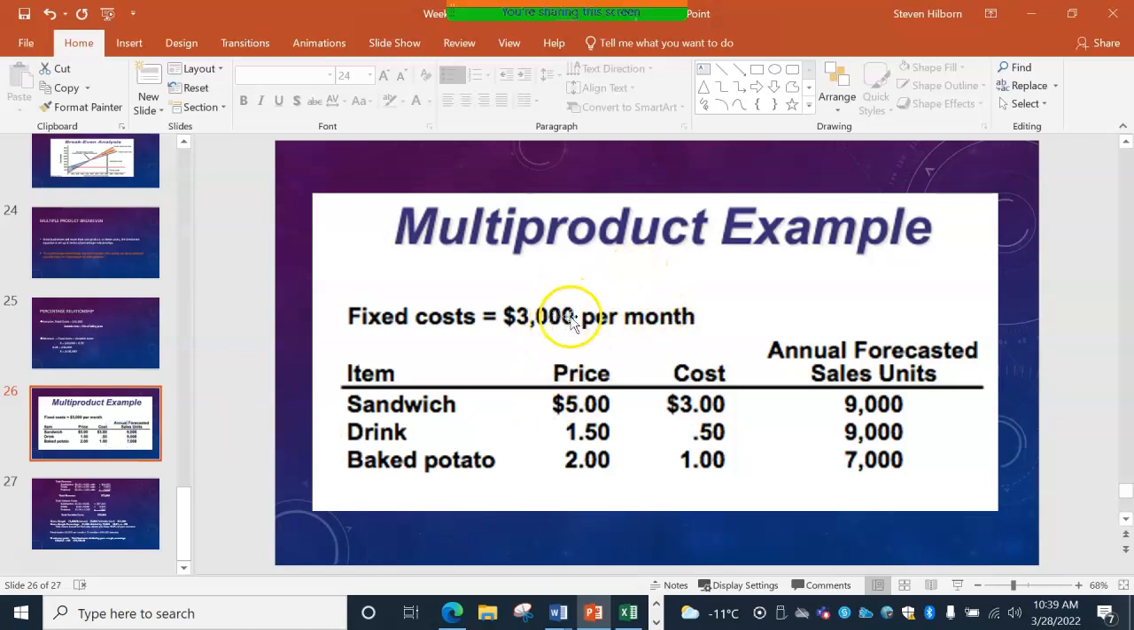Another example here is, our fixed cost is $3,000 per month. This is our multi-product example. So it's sandwiches, a drink, and a baked potato. It gives us three different prices. It gives us three different amounts of cost. And what we have to do is we have these annual forecasted sales units. So how many did we sell last year? Probably they're saying we'll probably sell this year, or maybe they add on a little bit extra.